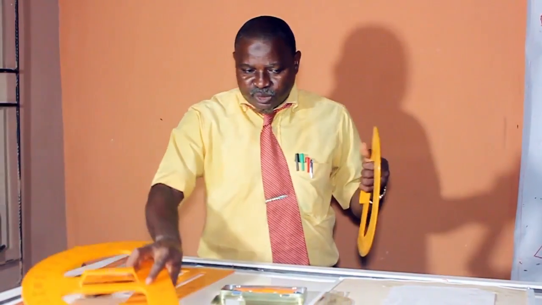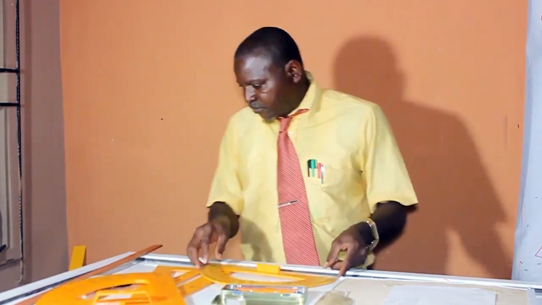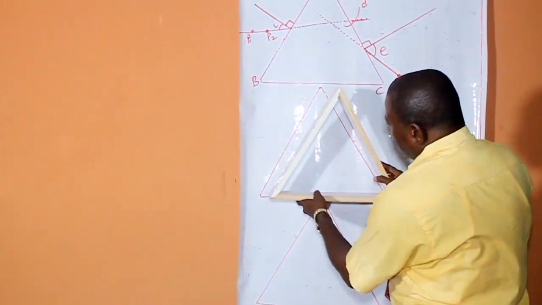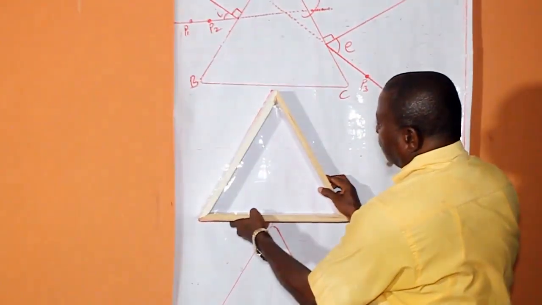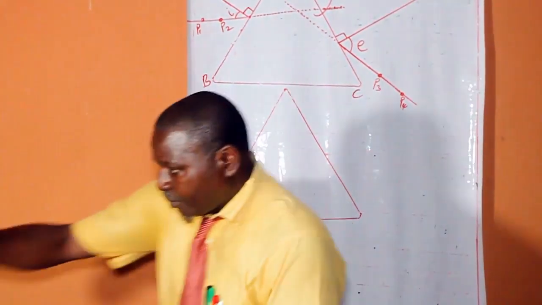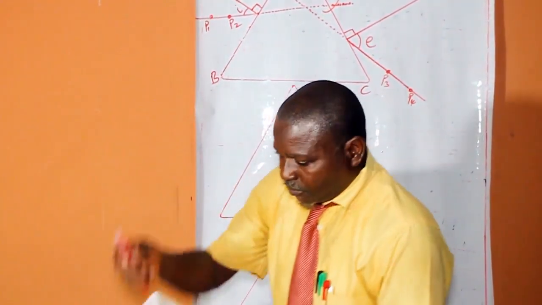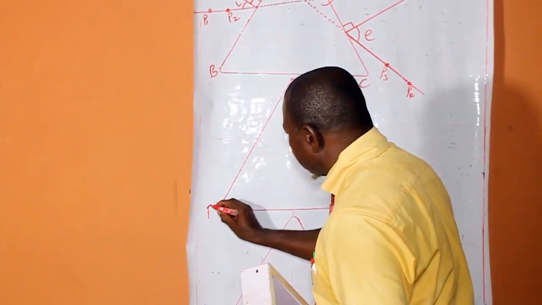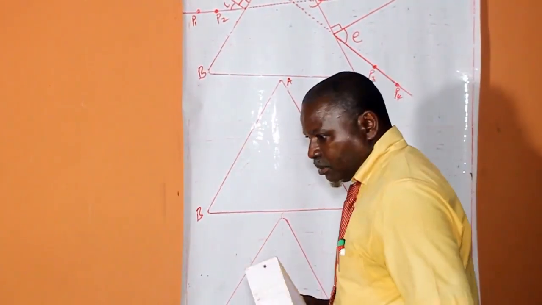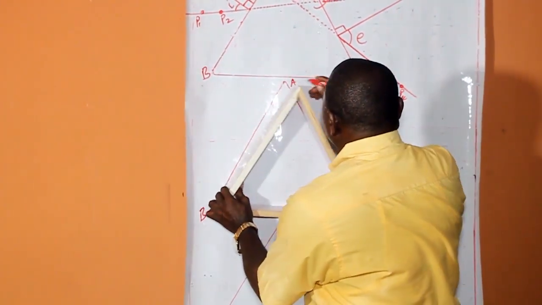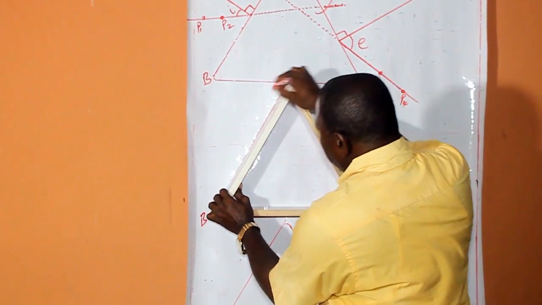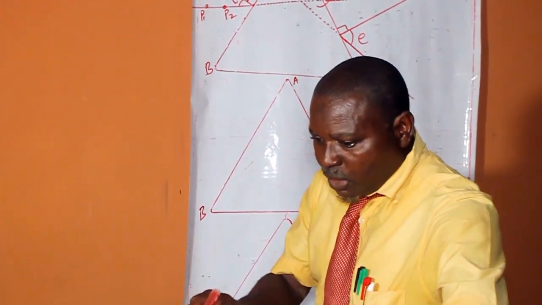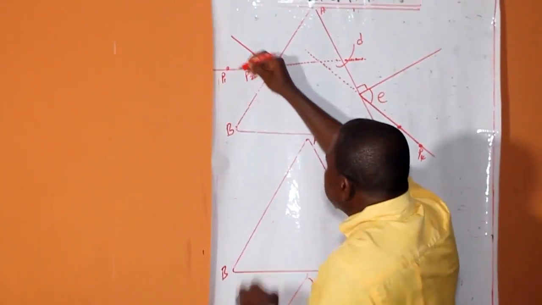Now, I want to demonstrate it on the marker board first. This is what we are going to use as the prism on the marker board. This is A, this is A, B, C. Now, when you place it on the marker board, you trace AC, AB, and BC. After tracing it, we are going to place a pin here.